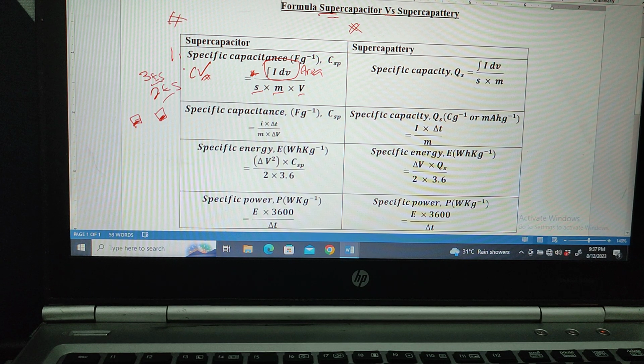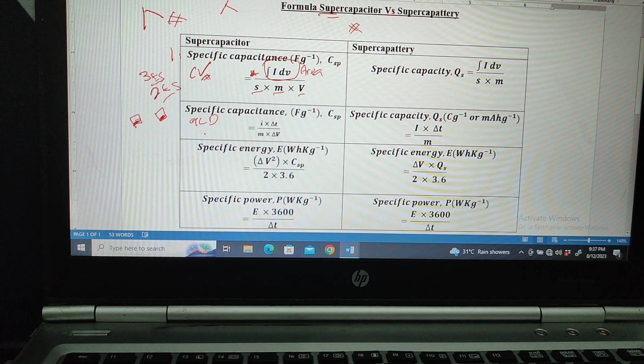Okay, that's for CV. A lot of researchers actually also calculate specific capacitance values based on galvanostatic charge discharge, GCD. This is a typical graph of GCD. It's like a triangle.